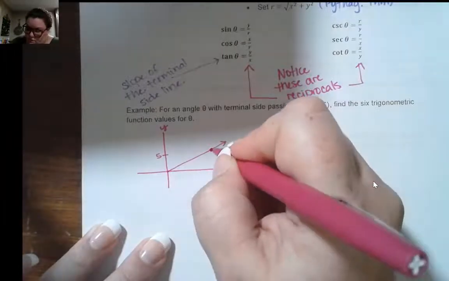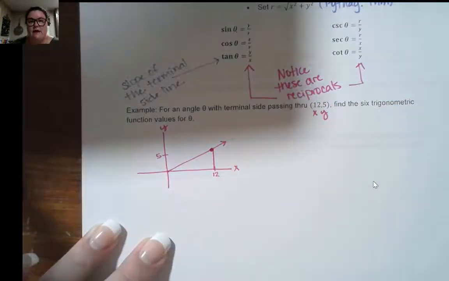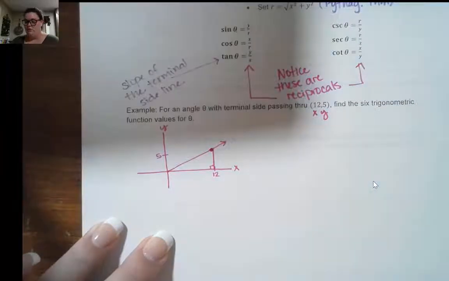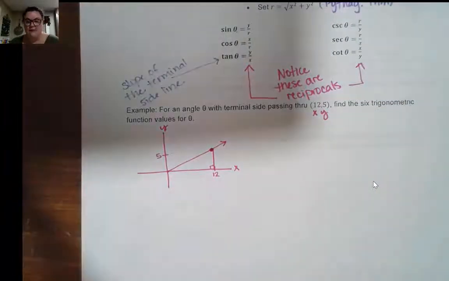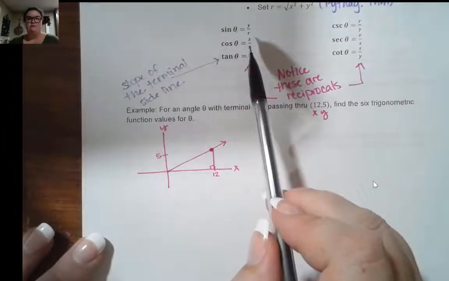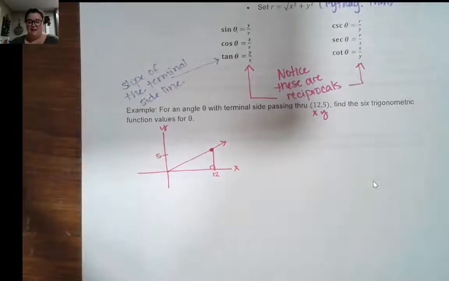So this is what our triangle looks like. If I just drop down from that ordered pair, here's my little triangle, which now I can go ahead and label. In order to find all my trig function values, I need to know what x is, what y is, and what r is.